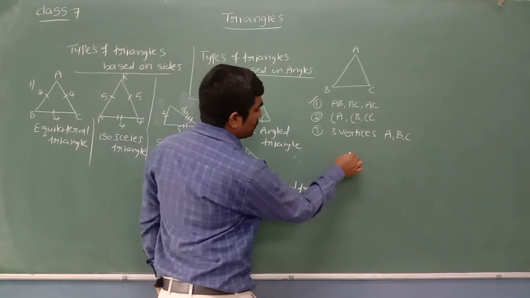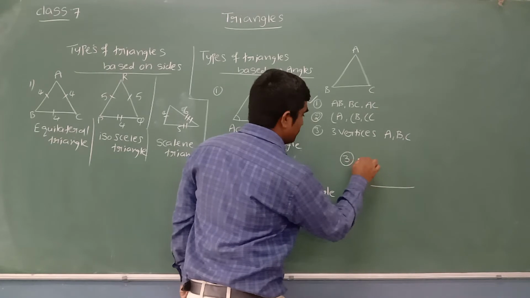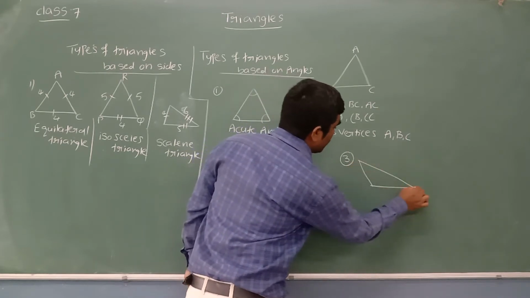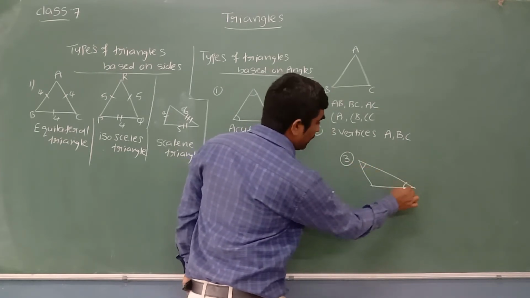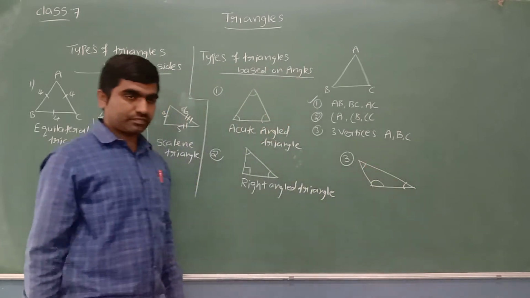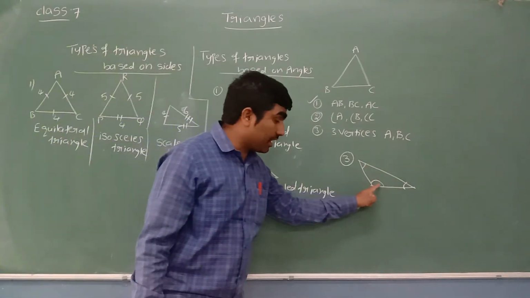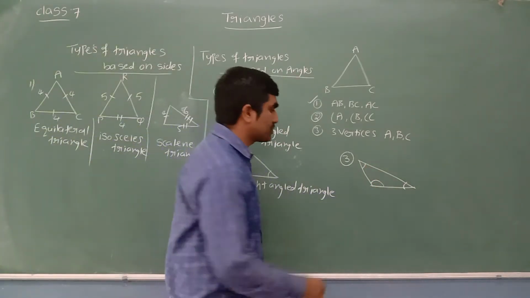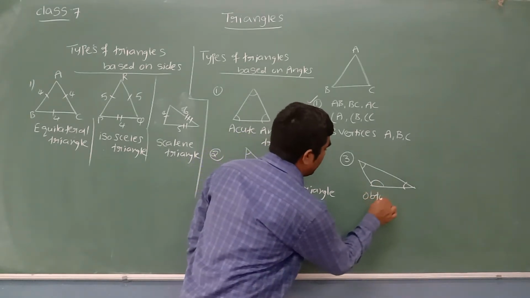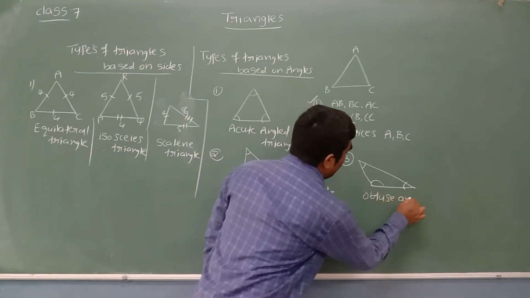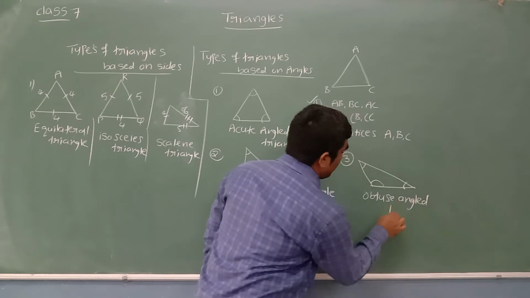Similarly, let me take one more, the third one. Now you can tell me what do we call this angle? Acute angle. What about this one? Obtuse angle. In a triangle, if one of the angles is an obtuse angle, it is called an obtuse angled triangle.